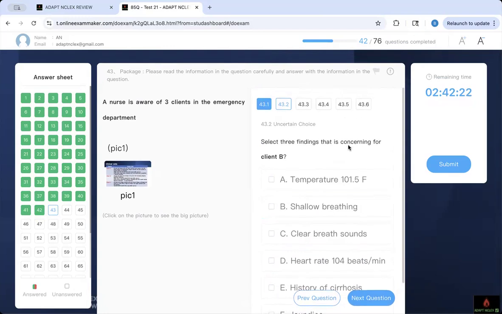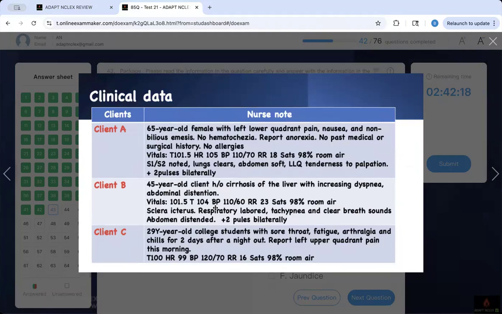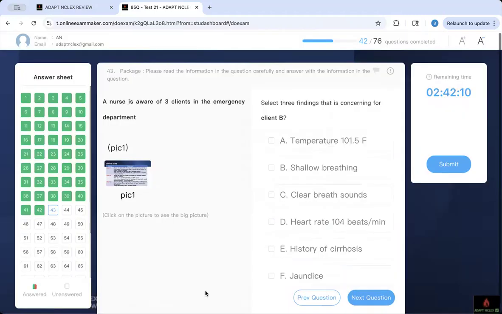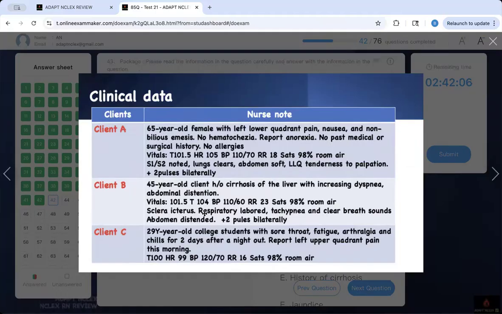Now, select 3 findings that are concerning for B. What is wrong with B? This is where I want you to master them. You see, I moved from C now. We were talking about B. You have to figure out what is wrong with B, right? The NCLEX is designed to test your brain on how to stay focused, like you're taking care of 3 patients. Now, something is happening to B.